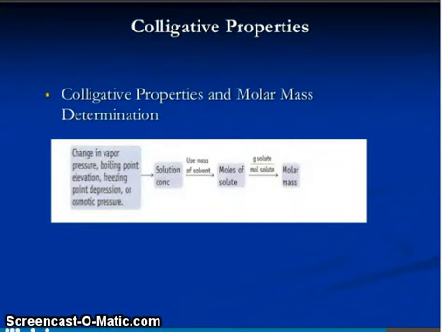So, colligative properties and molar mass determinations. This is the way you can calculate the molar mass: from change in vapor pressure, boiling point elevation, freezing point depression, or osmotic pressure of solutions, concentrations, use mass of solvent, moles of solute, and then molar mass.